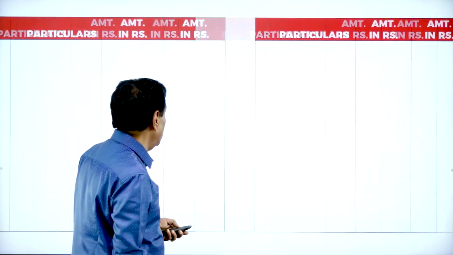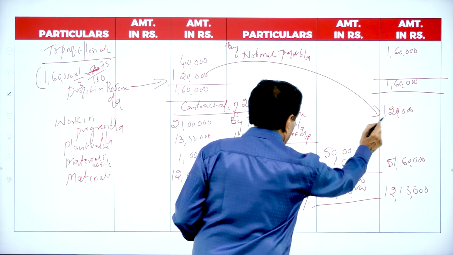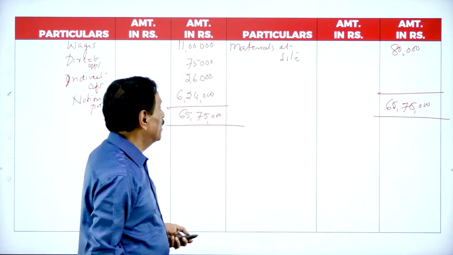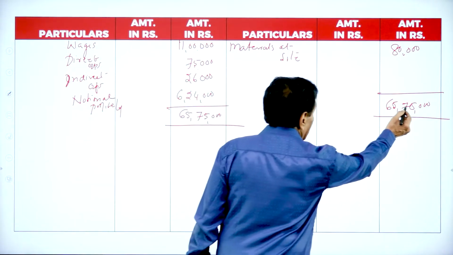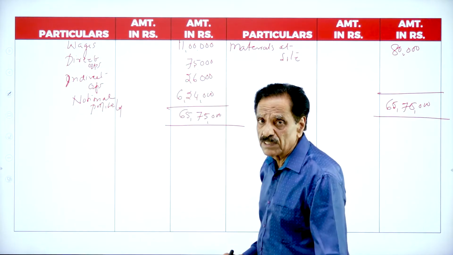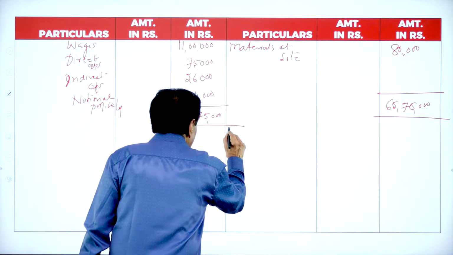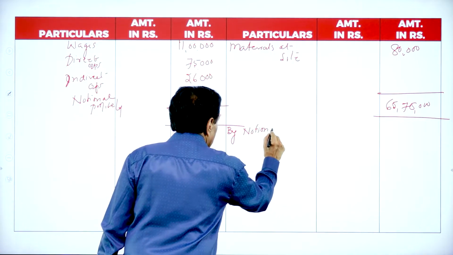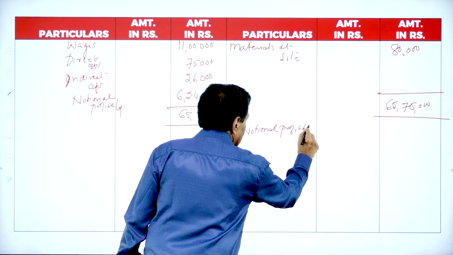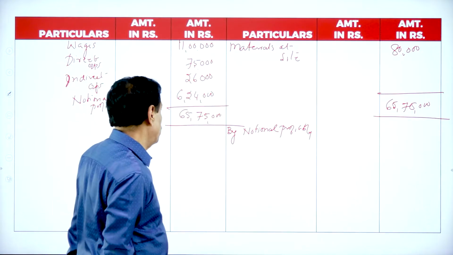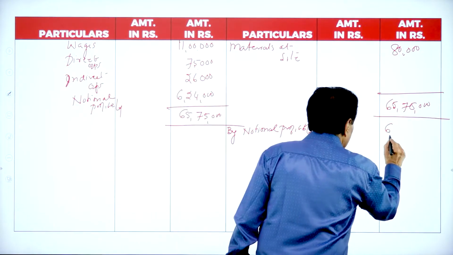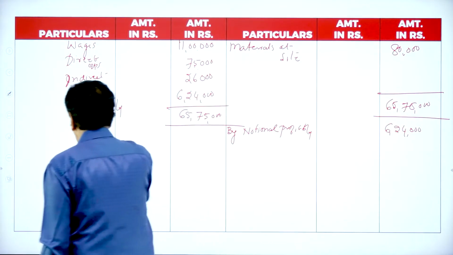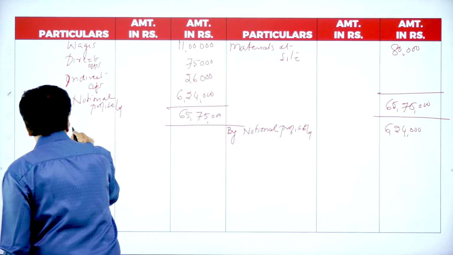If you come here, credit side: by profit in reserve brought down, by work in progress of this year, by plant value at the end, by material at site. Total is 65 lakh 75,000. The difference that comes is 6 lakh 24,000. By notional profit brought down 6 lakh 24,000. Debit side: to profit and loss.